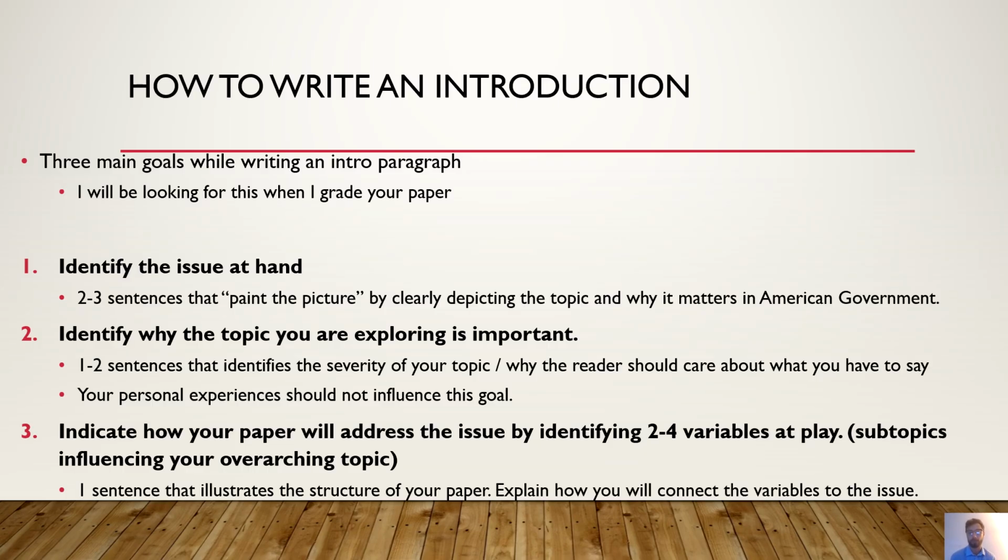Second, once you've told me what the issue is, I want you to tell me why the topic, why this is the topic you are exploring and why it's important. You can do this in just 1 to 2 sentences, no more. And this is where it is hardest to be empirical, but you have the highest requirement to being so. 1 to 2 sentences identify the severity of your topic, or in other words, tell the reader why they should care about what you have to say. Do not say anything about your personal experience.